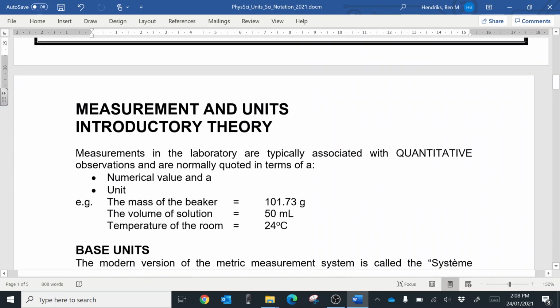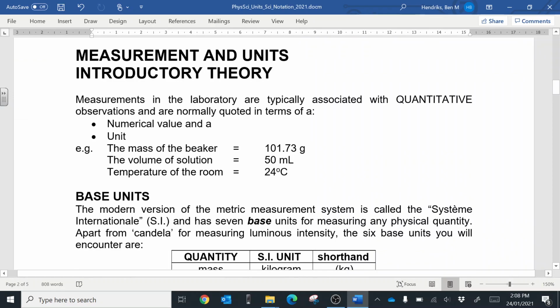Alright, moving on. So, we're starting off with measurement and units and introductory theory, and these three measurements here would be fairly common to you. So, we've got the mass of a beaker is 101.73 grams. We might have a volume of a solution is 50 mils, so mils you would have heard of, grams you would have heard of, and obviously temperature 24 degrees Celsius. So they're kind of typical units that we might use every day.